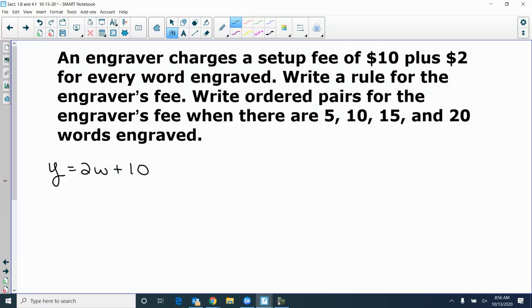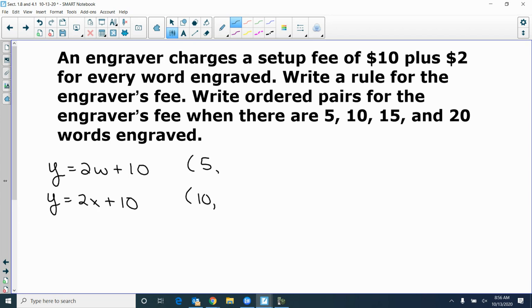Now, since we're just talking about x and y, I agree with this 100%, but I'm just going to replace the w with an x, just so that we use that. So go ahead and write that down. y equals 2x plus 10. That is your rule for the engraver's fee. It's very important to use x and y here because of the graphing. We have an x-axis and a y-axis. It's going to help you keep that stuff straight.